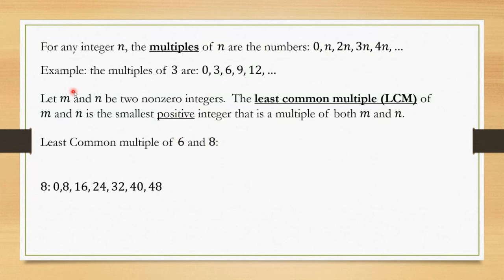Also, this definition generalizes to more than 2 non-zero integers. So if you had 3 or more, the definition would be the same. It's the smallest positive integer that's a multiple of the numbers.